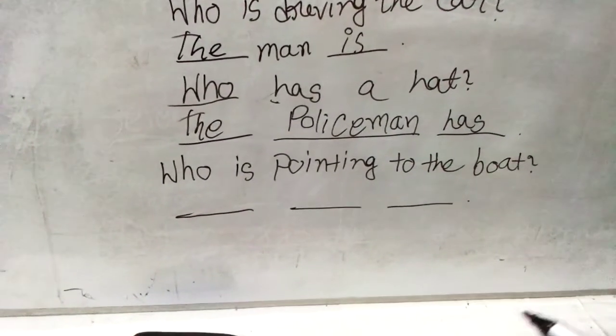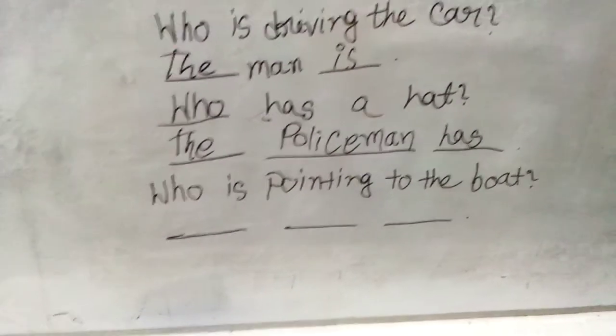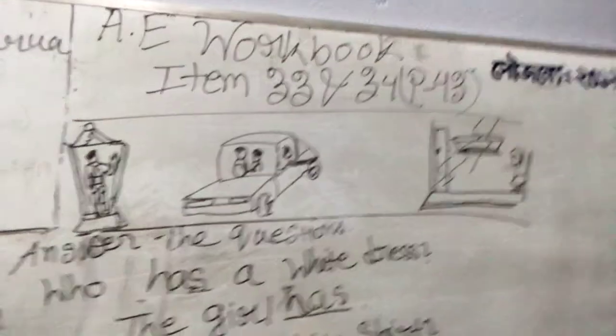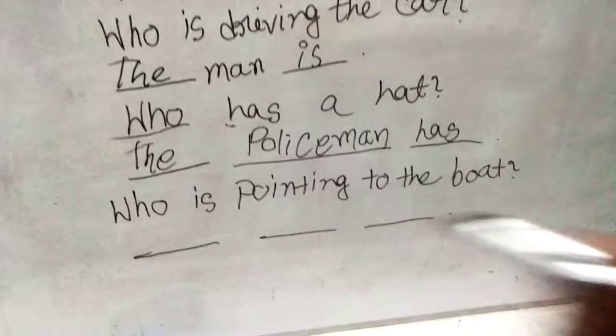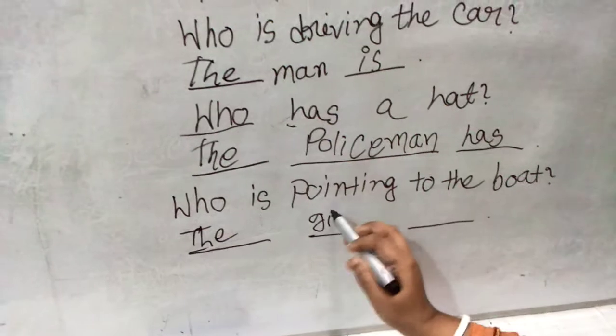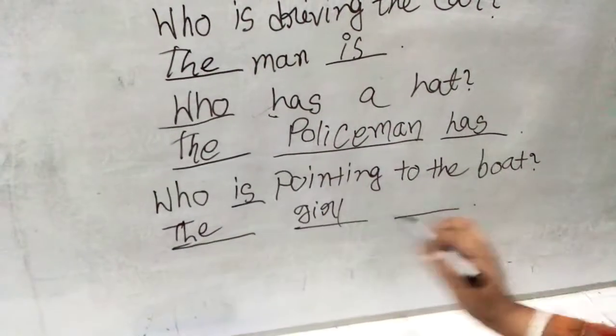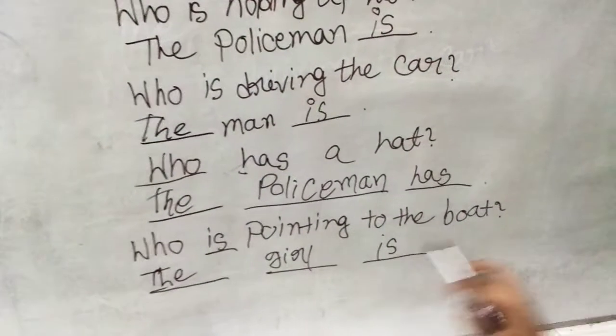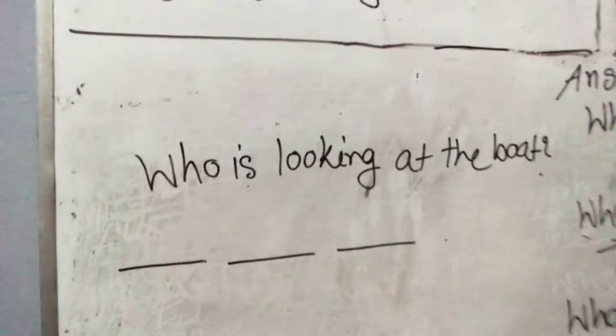So who is pointing to the boat? See, in the last picture, the girl is pointing to the boat. So I need to write the girl. Now the auxiliary verb is is. The girl is. So, who has a hat? The policeman has. Who is pointing to the boat? The girl is.